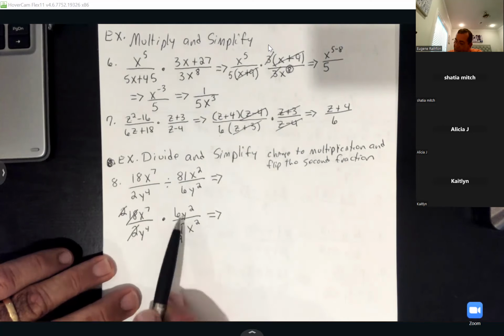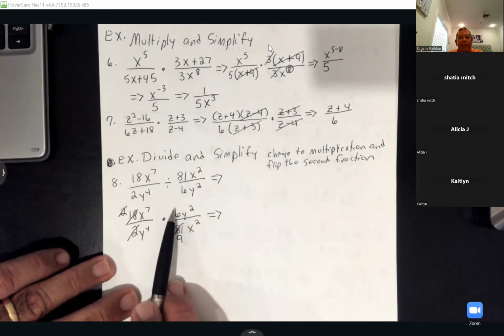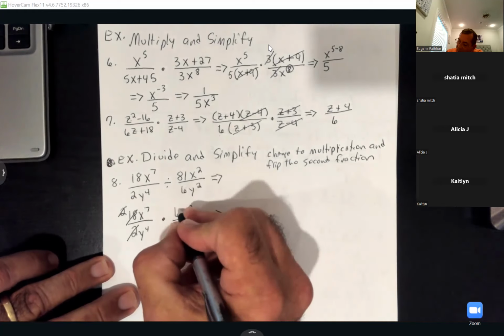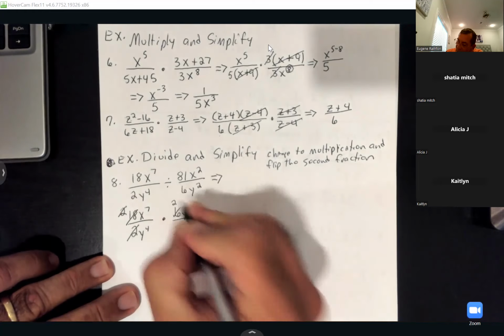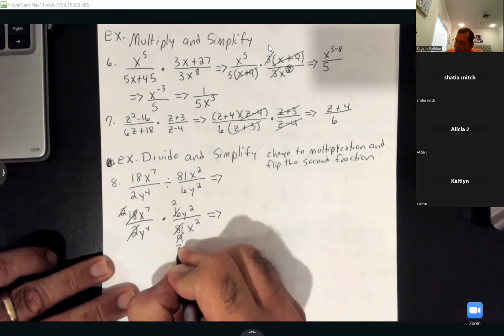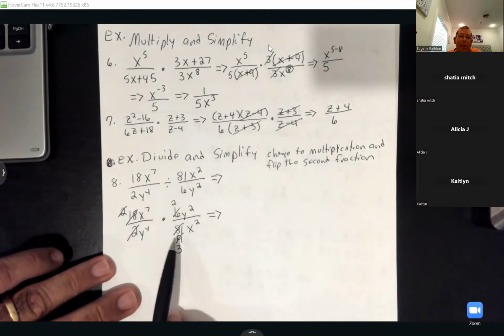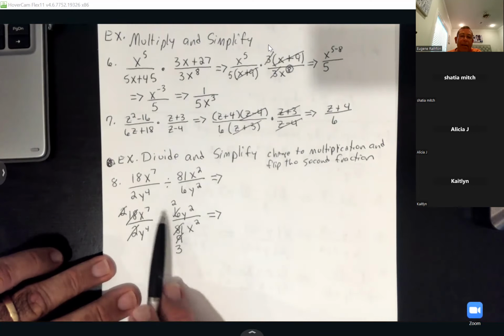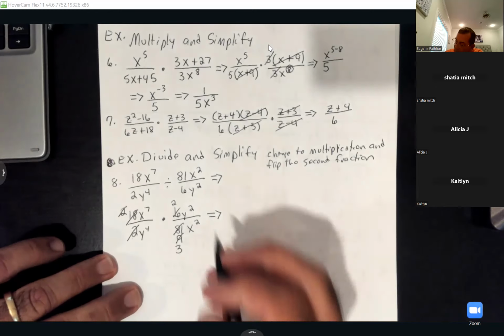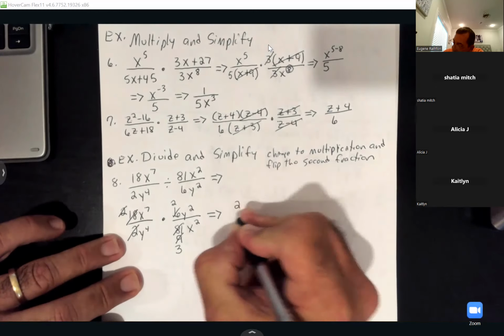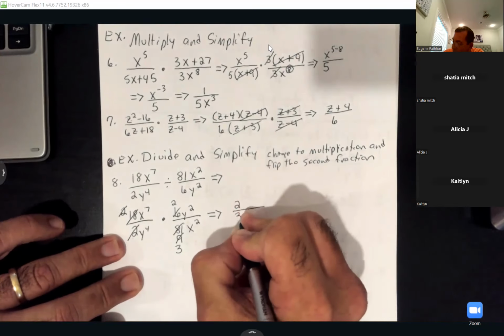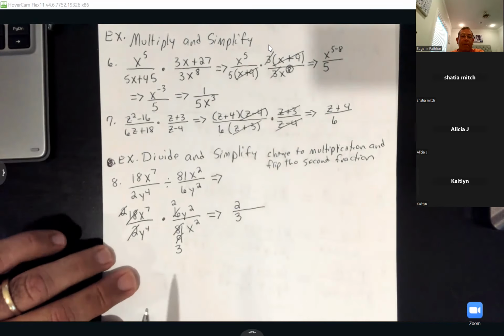So let's see. I got a 6 and a 9. 6 and a 9 will both divide by 3. So if you divide by 3, that gives you a 2 on top and a 3 on bottom. So you just got to keep playing with these numbers and canceling out any factors that you can. So y'all notice on the numbers, there's nothing else I can do. So on top, I will have a 2, and on bottom, I'll have a 3.